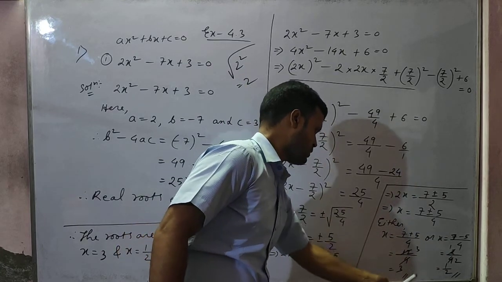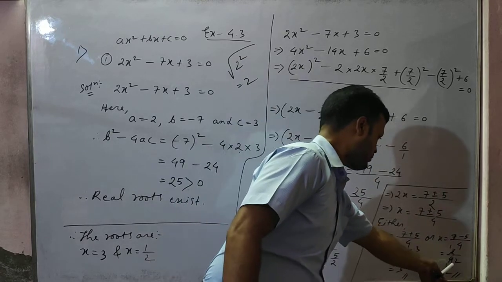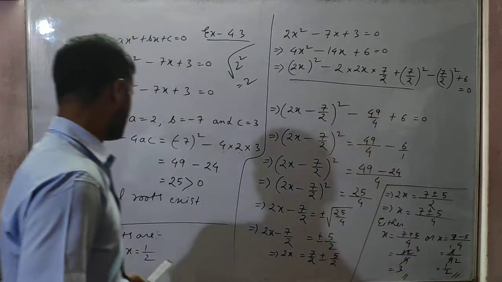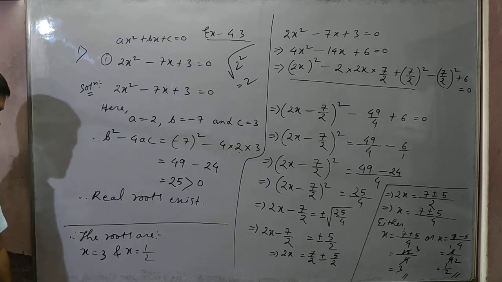7 plus 5 is how much? 12. 12 by 4 is 3. Or 7 minus 5 is 2. So 2 by 4 means after cancellation 1 by 2. Therefore the roots are x is equal to 3 and x is equal to 1 by 2. Is it okay?